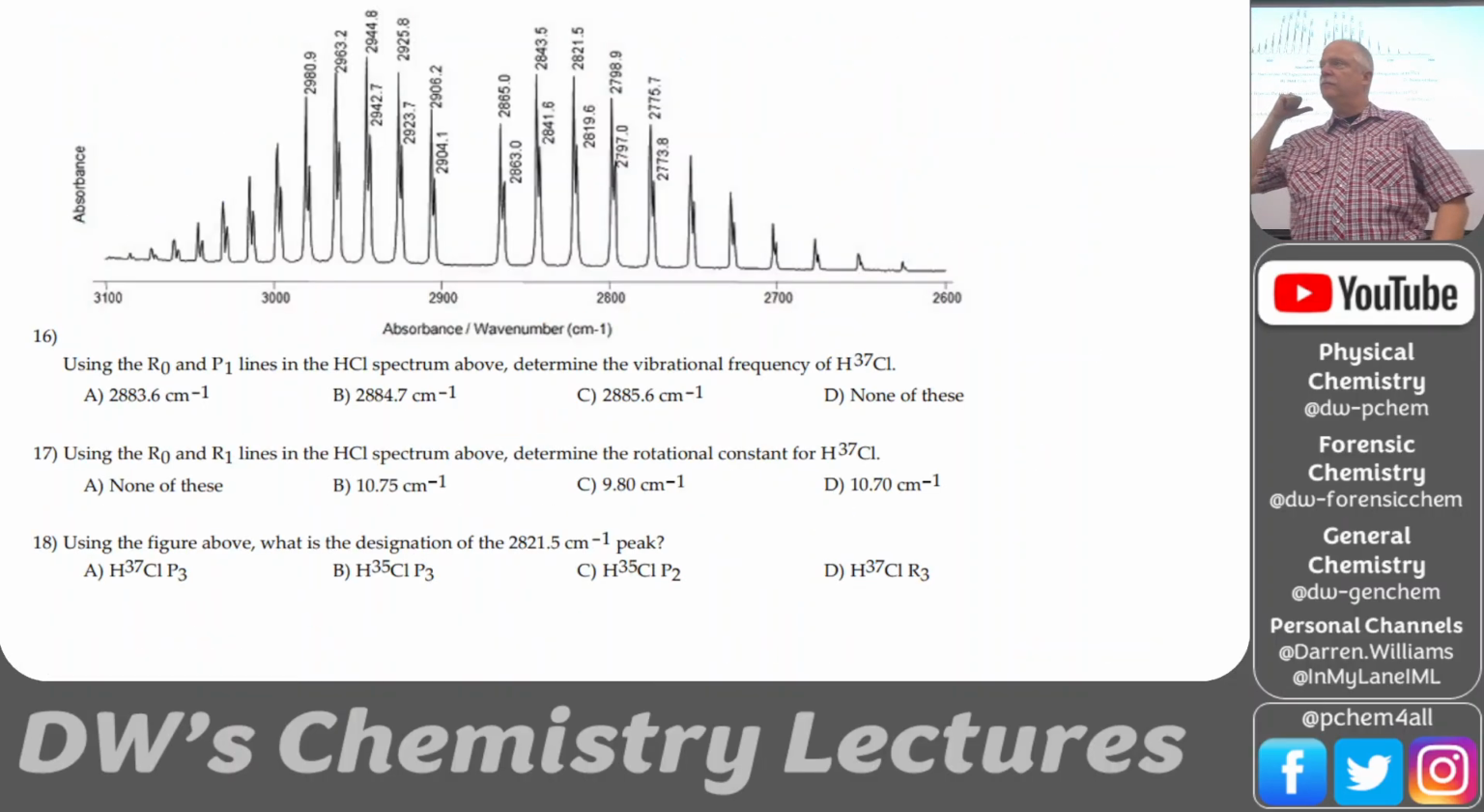This one here? Okay. So this is asking to use the R0 and R1 lines in the HCl spectrum above to determine the rotational constant for HCl 37. Okay, so first, let me ask you, what are the things in this problem that you wanted more information on? Like if you were trying to send me an email on this, and you know that I need a specific question so that I can answer you quickly, what are some questions you have about this?